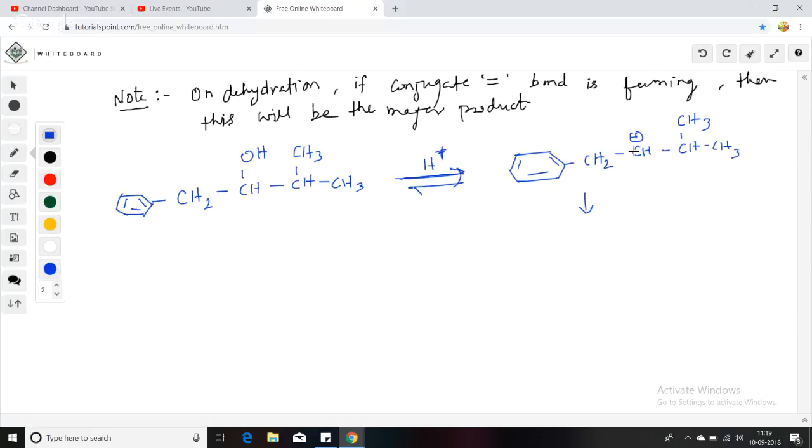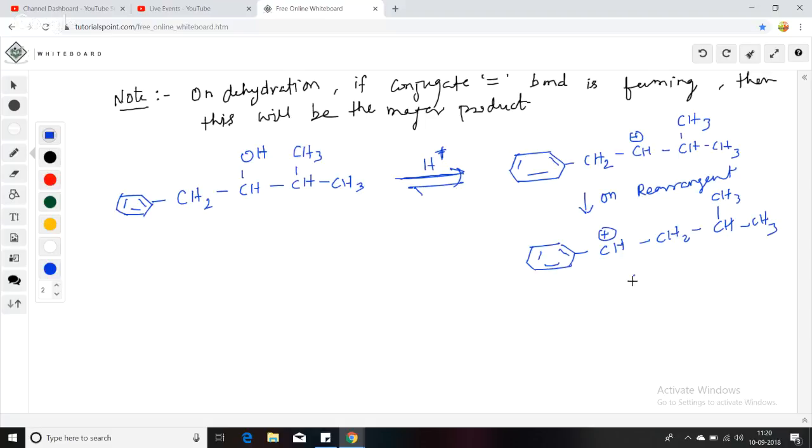The one possibility is what? Either we'll get this. On rearrangement, we can have this product: CH positive charge, CH2, CH, CH3, and CH3.